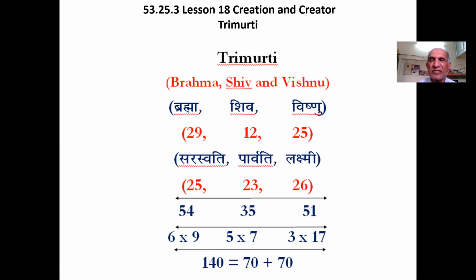Further, the transcendental consorts, the Goddess Saraswati, Parvati and Lakshmi, as triple formulations of TC values 25, 23 and 26, with respective summation values of 29 plus 25, 54, 12 plus 23, 35, 25 plus 26, 51, take us to the value domain 140, which is 70 plus 70. And we know 70 is the value of one of the 10 components of the creative boundary of the transcendental domain.